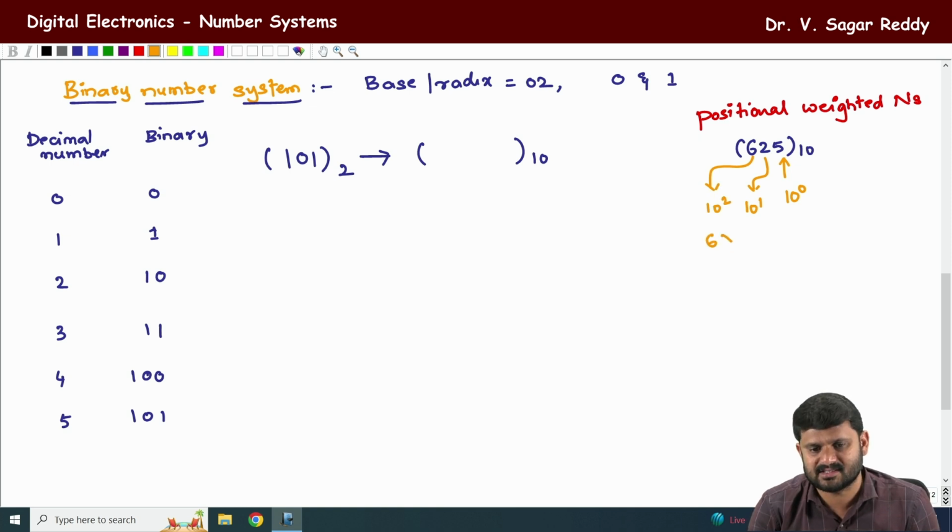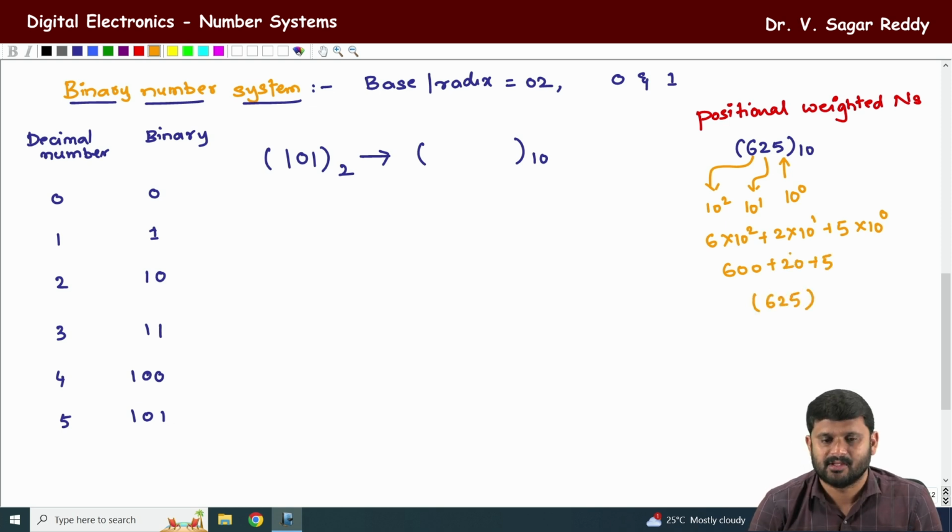We can write 6 into 10 power of 2 plus 2 into 10 power of 1 plus 5 into 10 power of 0. So 600 plus 20 plus 5. The decimal equivalent for this is 625. Each position has some weight, so all these number systems are positional weighted number systems. Like that, binary is also a positional weighted number system.